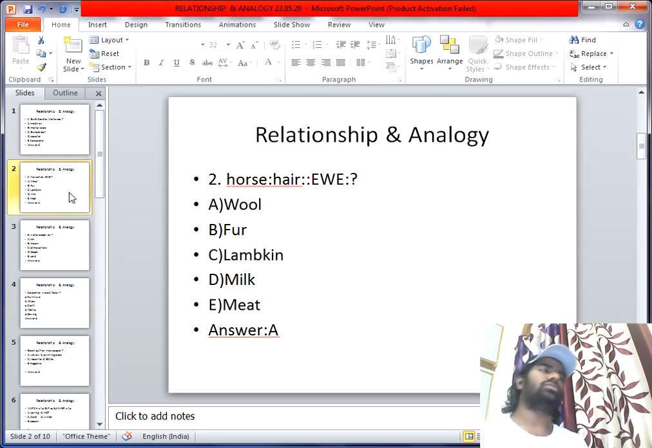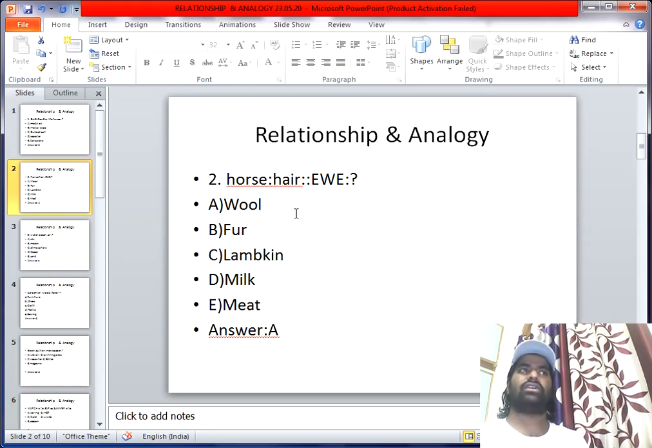So the next question is: horse, foal; ewe, question mark. Wool, fur, lamb, milk, meat. The answer will be A, because you need to be familiar with the genders of all the animal kingdom, right? Then you'll be able to grasp the question and find an answer within seconds.